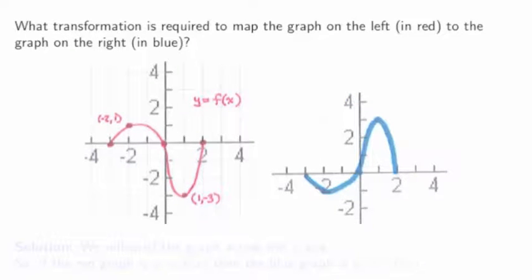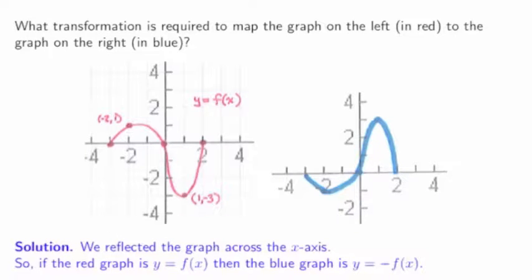Here's another example. Going from the red graph to the blue, we seem to have merely reflected across the x-axis. So if the red graph is y equals f of x, then the blue graph is y equals minus f of x.